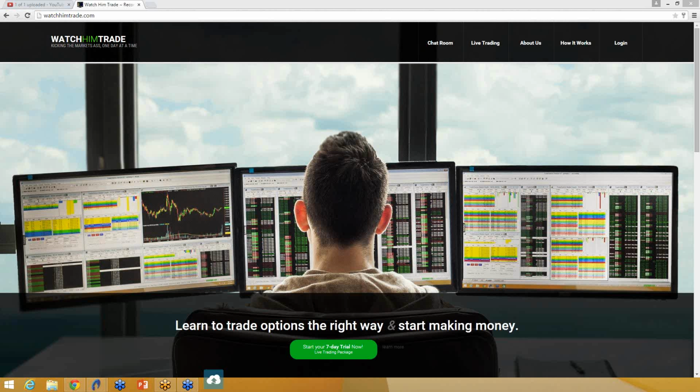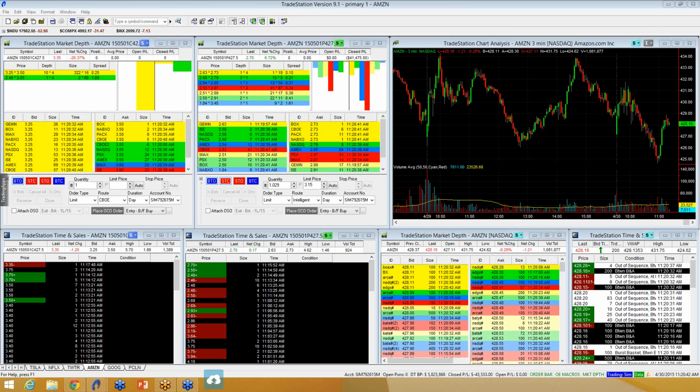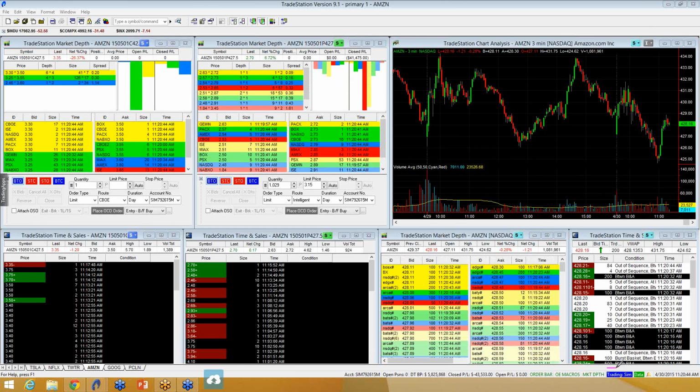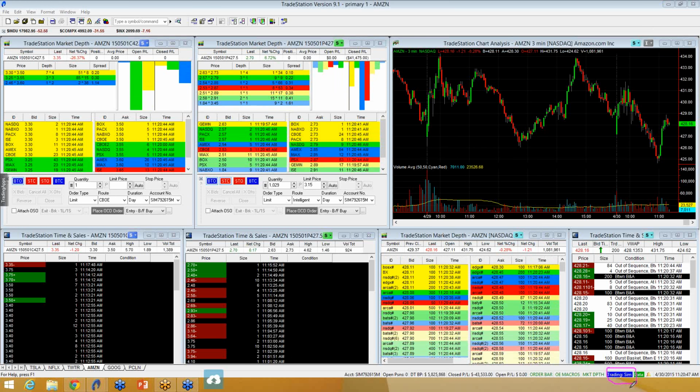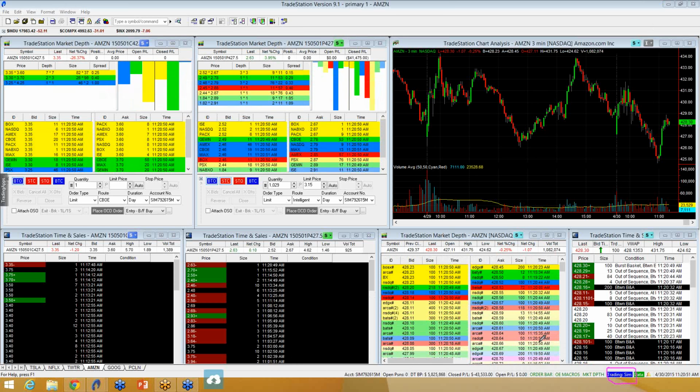I wanted to take some time to talk about special orders that you can use on your platform to help make your trading easier. So first thing I want to point out is this is a simulation account. You can see in the blue box here it says trading sim.